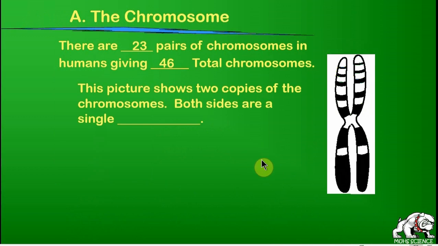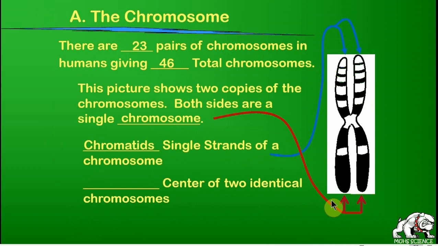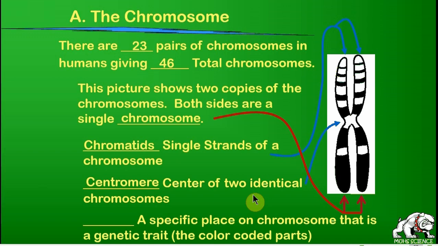So the picture over here represents 2 chromosomes, and we have the whole chromosome over here. You could call each side a single chromosome, but more specifically they're known as chromatids. Each side is a chromatid, and when they're joined together at the center, which is called the centromere, they are a single chromosome. You'll notice there's a specific banding pattern on there. You have black, white, black, white, black, white, and they're different sizes. What that represents is that different regions of the chromosomes have specific different traits on them. These are called genes.